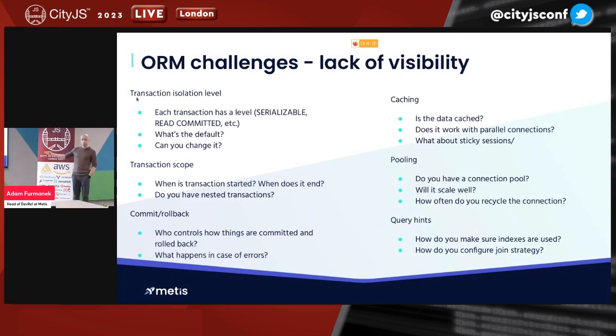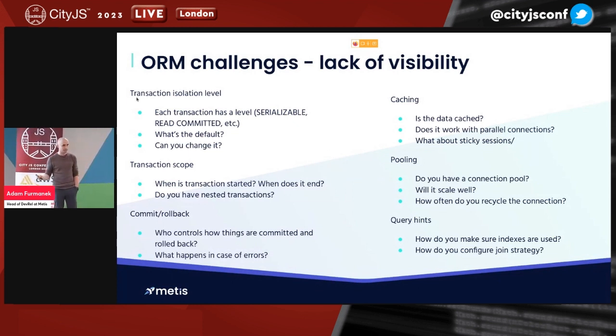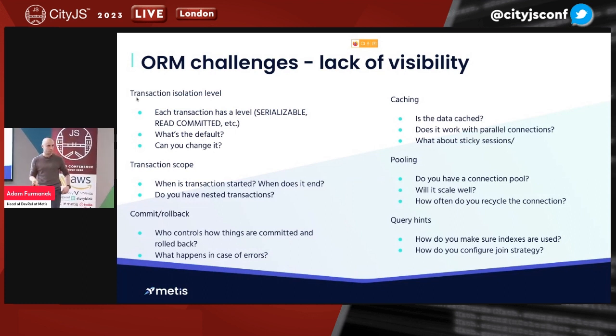Do you know when your transactions begin? Do you know when they end? Who commits, who rolls things back, and whatnot? Do you know about caching? Is the data cached by your ORM or is it not? It is especially important when you scale out your application, so you have multiple nodes running your production system. And then if those nodes do use caching, you'll probably get some weird results because of the cache incoherence between the nodes, right?